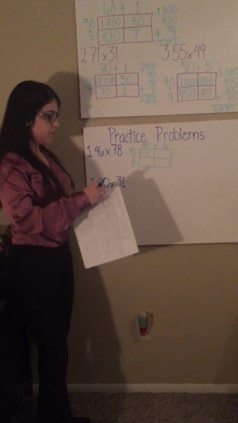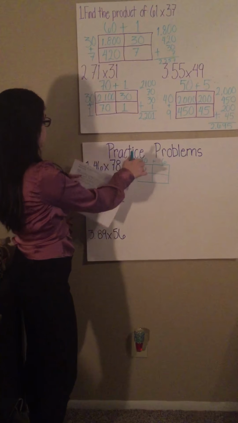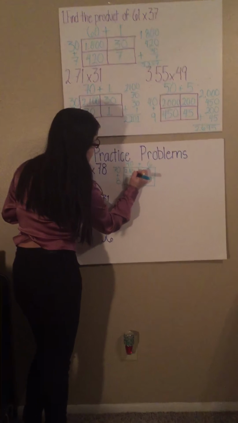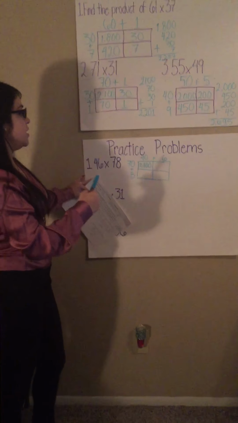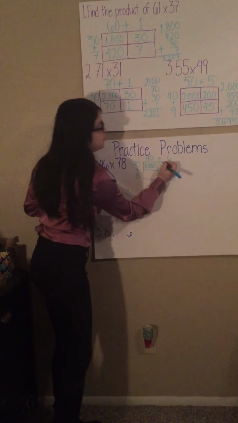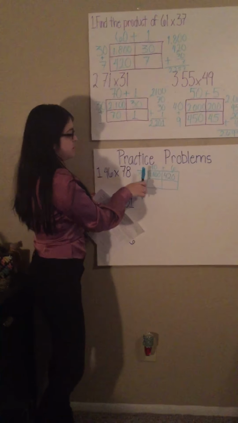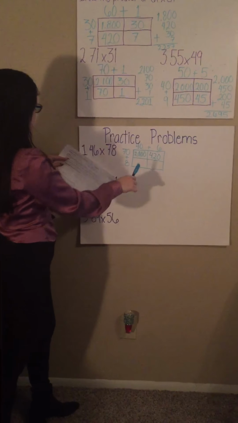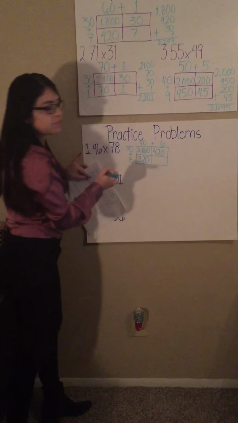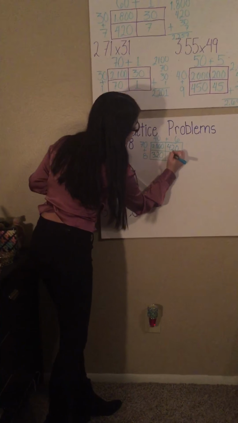Our first multiplication is 70 times 40, which equals 2,800. And then we have 70 times 6, which equals 420. Then we have 80 times 40 over here on this side, which equals 320. And then we have 8 times 6 on this side, which equals 48.